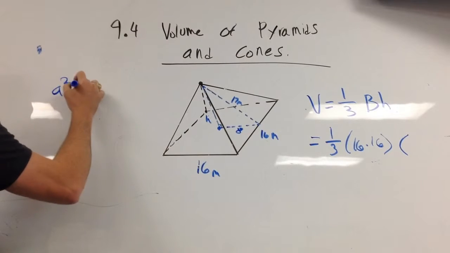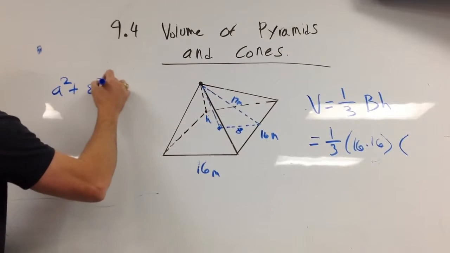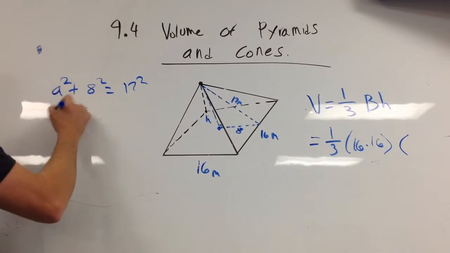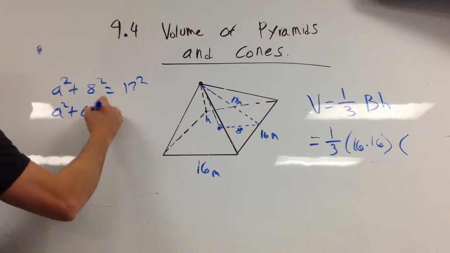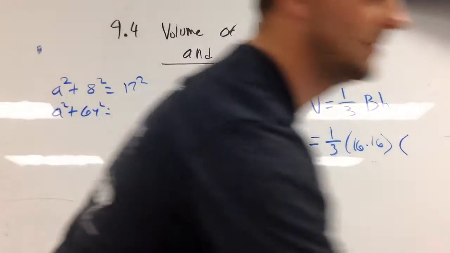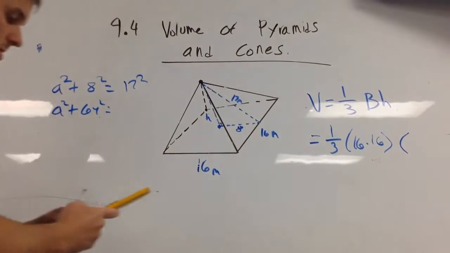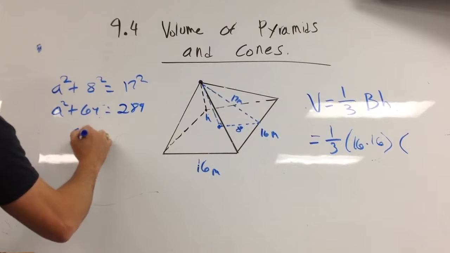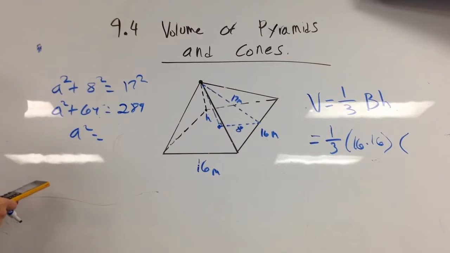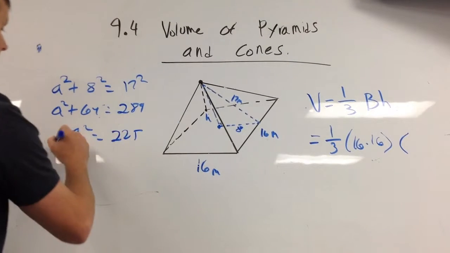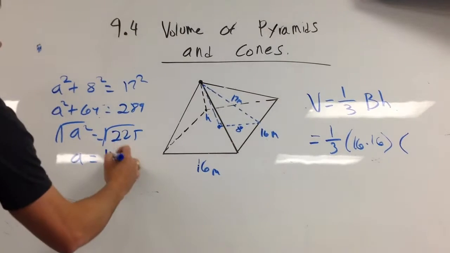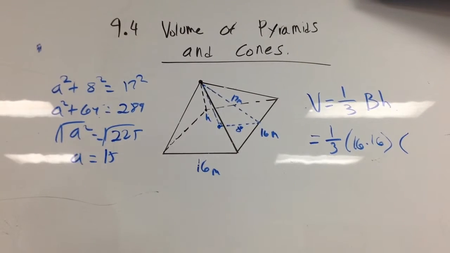So I'm going to do a squared plus 8 squared is equal to 17 squared. So if I end up solving for this, I get a squared plus 64, and 17 times 17 is going to be 289. And then if I end up subtracting these, I would get a squared is equal to, so 289 minus 64 is going to give you 225. And if I take the square root of both sides, the a value is going to be 15. So that means the height of my pyramid is going to be 15.